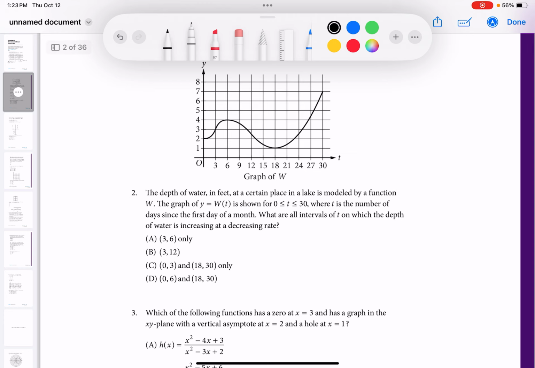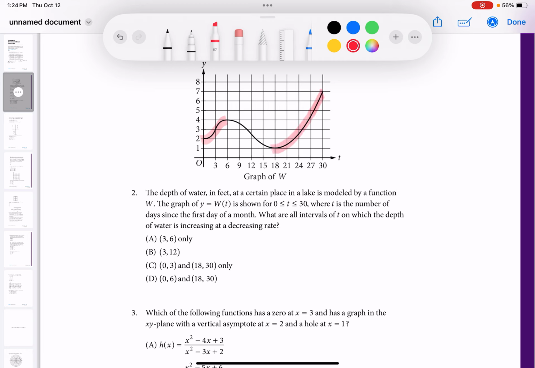All right. Number 2 says the depth of the water in feet at a certain place in a lake is modeled as a function W. I see that and see the picture. They say it's valid between 0 and 30. T is the number of days since the first day of the month. What are the intervals of t on which the depth of the water is increasing? I just want to talk about that increasing here, and it's increasing over here.